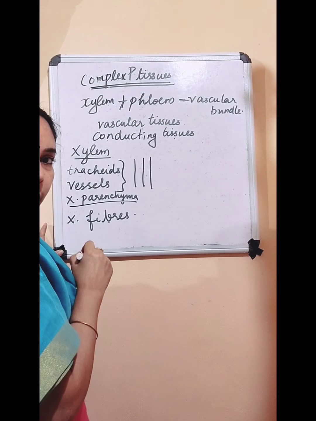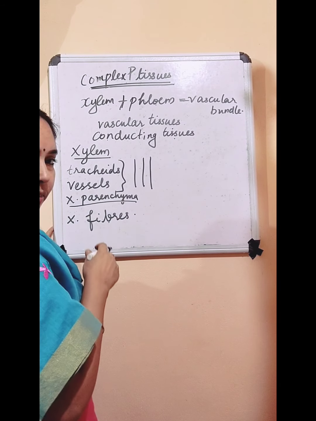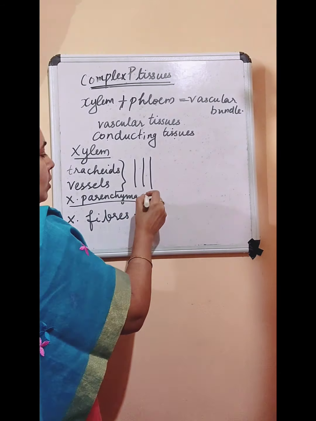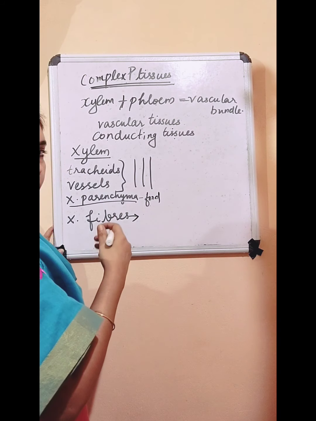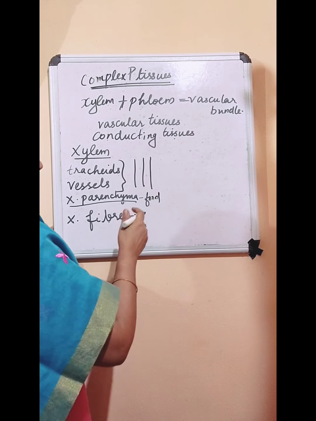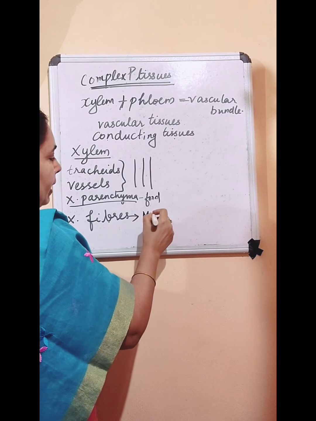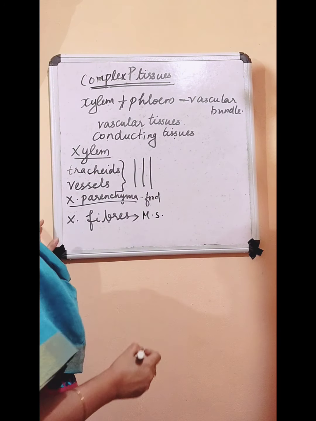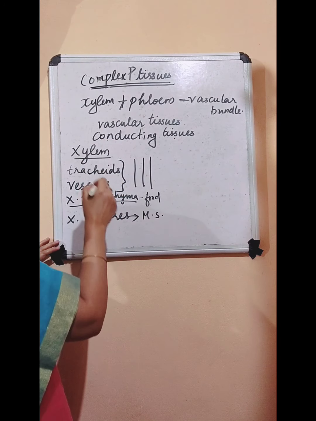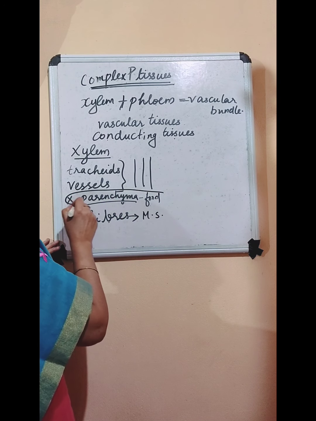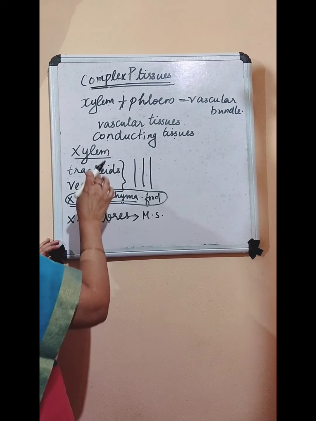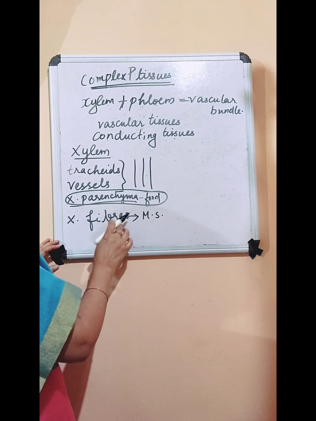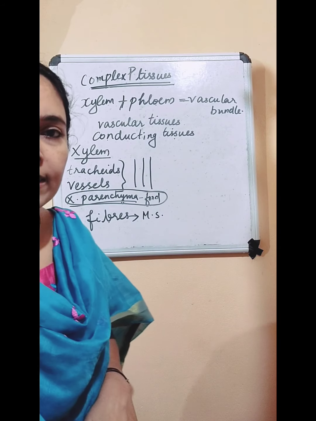We have studied about parenchyma. We know they are living cells and they store food. And fibers, we know they are dead cells and their function is mechanical support. Okay. So in this xylem, only xylem parenchyma is living. All the other 3, tracheids, vessels and xylem fibers, are dead cells.